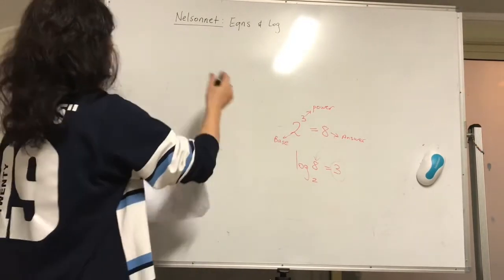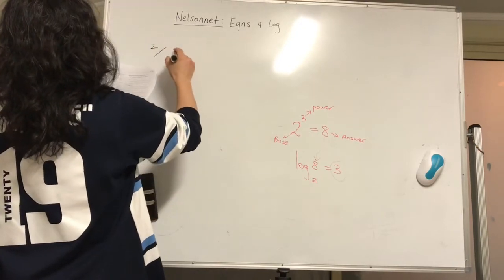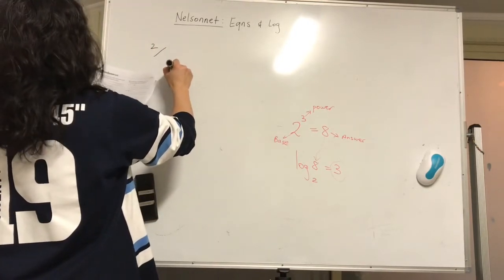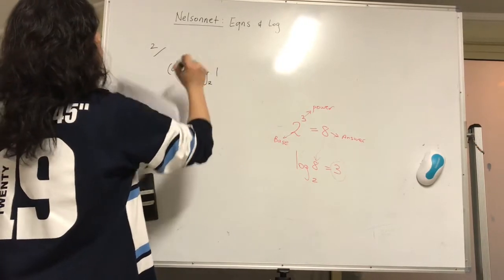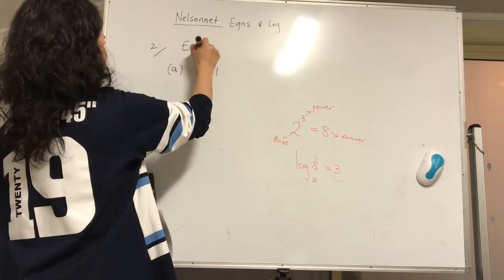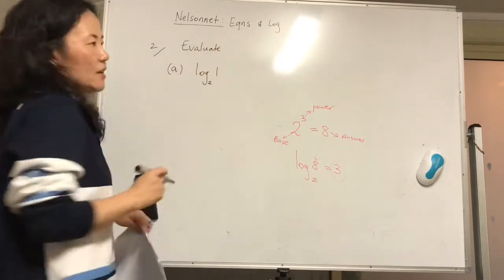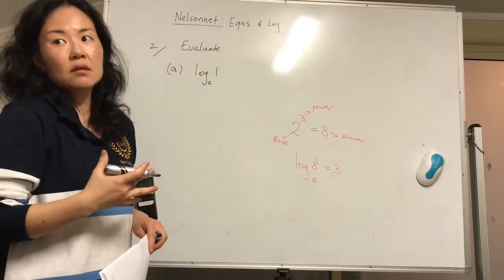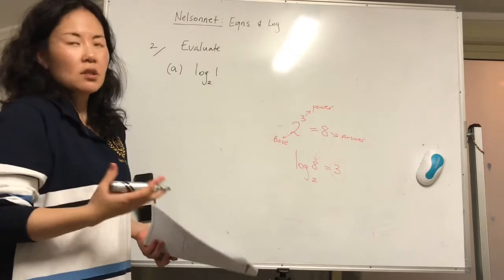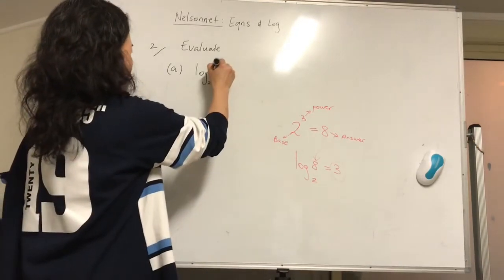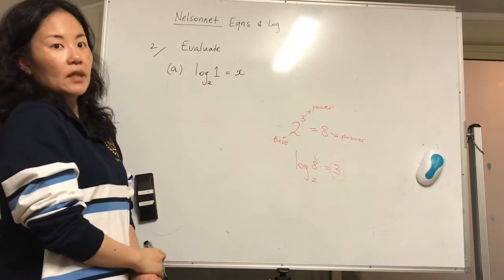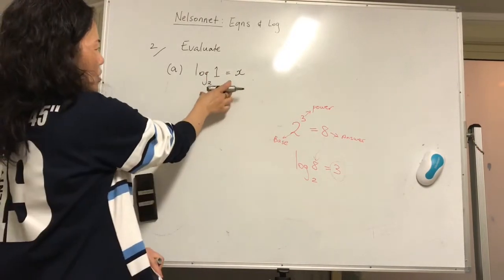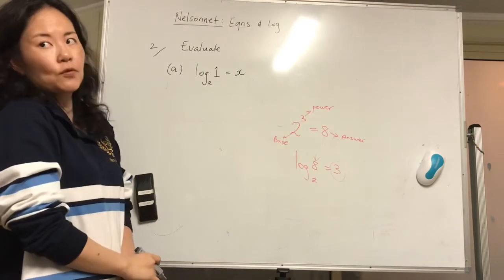Guys, this is question 29. I'm just going to call this 2, part A, log base 2 of 1. It says evaluate. This is important. It's a doing word here. Evaluate means find the answer, not the expression, the answer. So that's 1 here. Let's call that x. How can we change this one into index form?